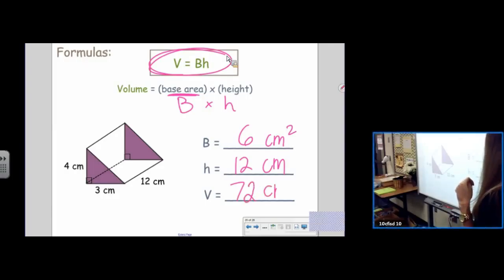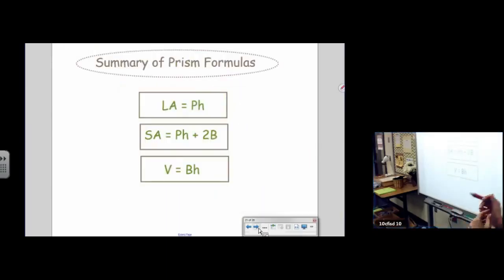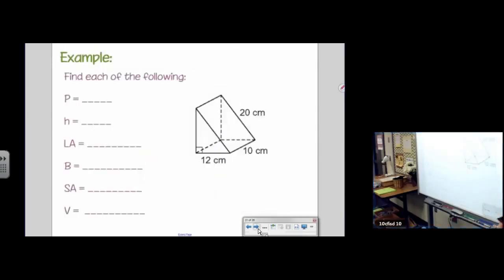72 centimeters cubed. That's the first time we've ever cubed something in class. 72 centimeters cubed. All right, let's try one more example. Those are your formulas on your formula chart. Let's go through it quickly.